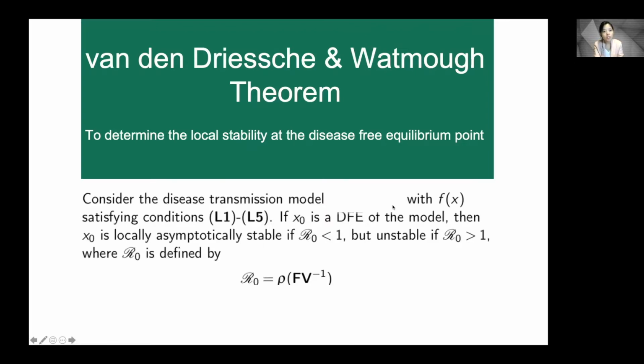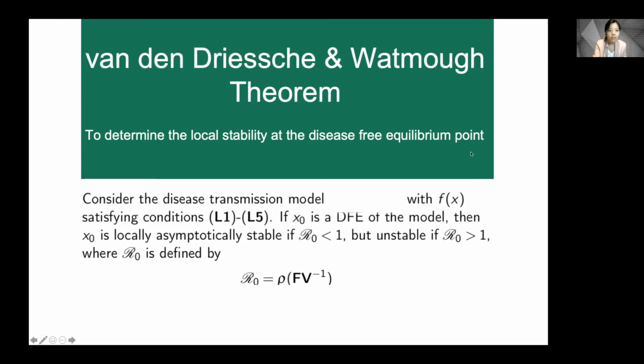And then we can use this theorem, the Van den Driessche and Watmough theorem, to determine the local stability at a specific disease-free equilibrium point. If the R naught computed is less than 1, we can conclude from this theorem that at this R naught and at the given disease-free equilibrium point, it is locally asymptotically stable, or the disease will actually die off.